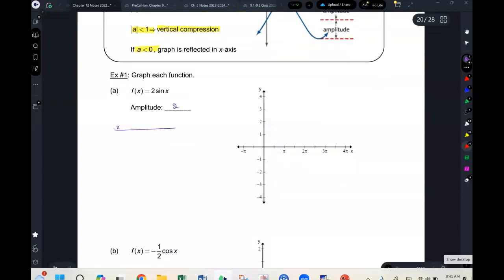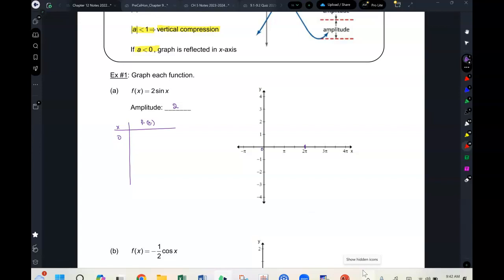So here we have x, and here we have f of x. Before I put that, when you're going to graph a sine or a cosine function, you are going to have 5 points to your graph, always. These are called the 5 critical points. Now, what is the period of the sine function? 0 to 2 pi. The period is 2 pi. So we go from 0 to 2 pi.